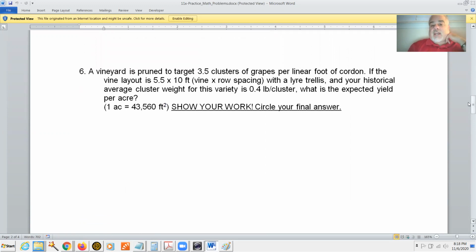A vineyard is pruned at a target 3.5 clusters of grapes per linear foot of cordon. And I'm being a little nice. I'm telling you clusters of grapes per linear foot of cordon. You don't do that. In the real world, it would be buds. And you'd have the extra layer. Just one more thing you got to do. You've got to do your average clusters per bud in order to figure out how many clusters per linear foot. I'm giving that to you. I'm taking out one step, which is your bud dissection data, which might be a 1.2, 1.4, 1.6, whatever.